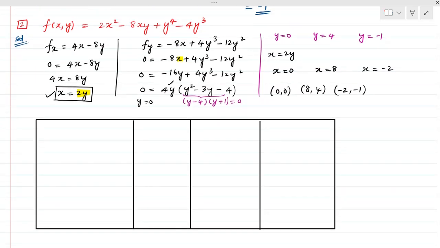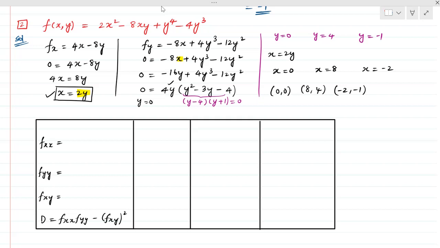Same story we will repeat again. So there is an fxx I have to calculate, and then fyy, then we have to calculate fxy. The last part, we have to calculate the D. What is the D actually here? D is fxx into fyy minus fxy whole square.